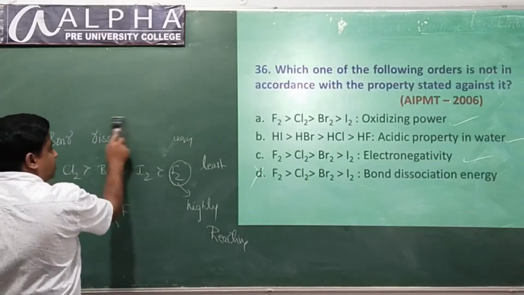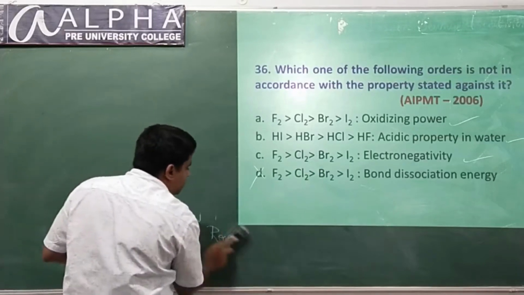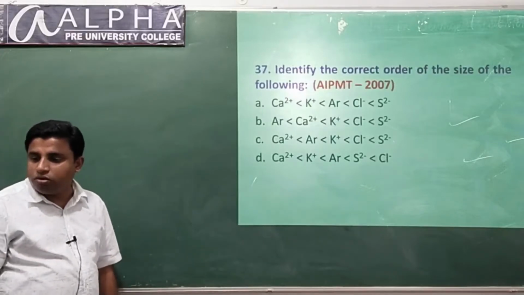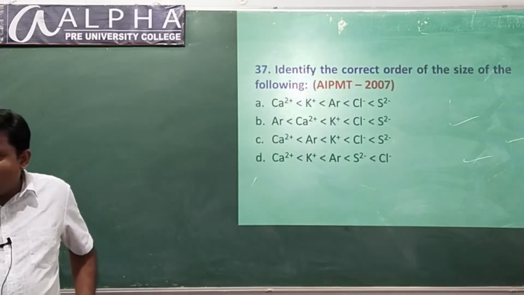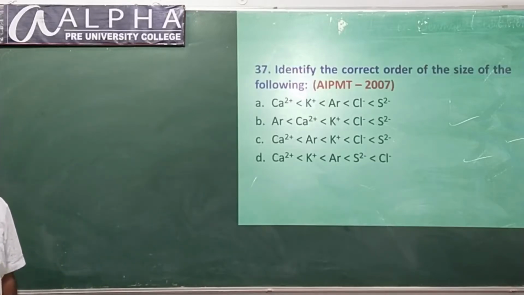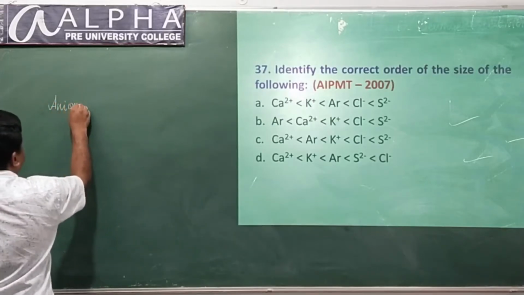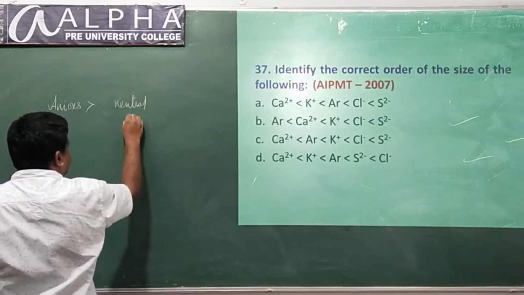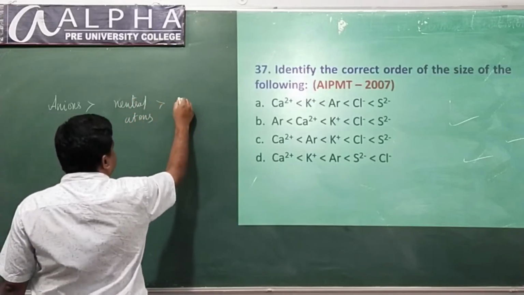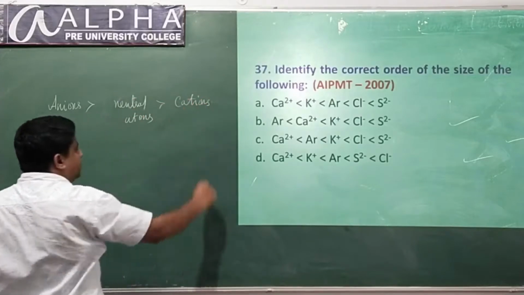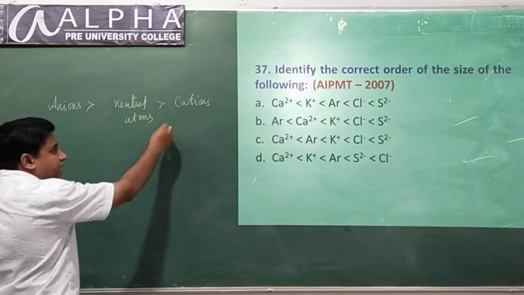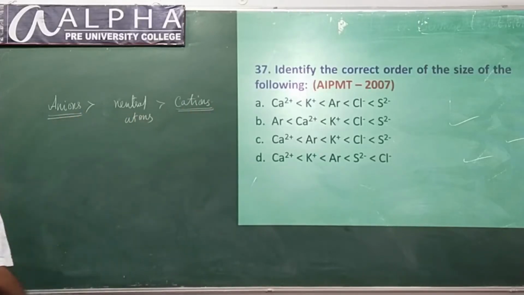Excellent. Next question. Identify the correct order of the size among the following. Again, they have cations and anions. What is the order? Anions are bigger than neutral atoms, and neutral atoms are bigger than cations. Is that correct? Yes. Cations will have the least size. Anions will have a large size.